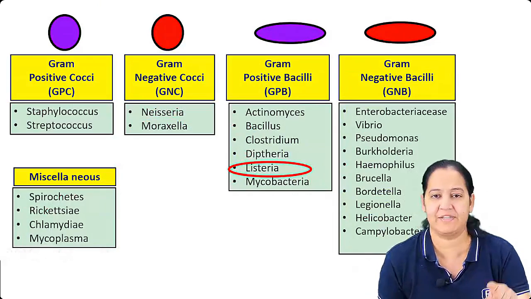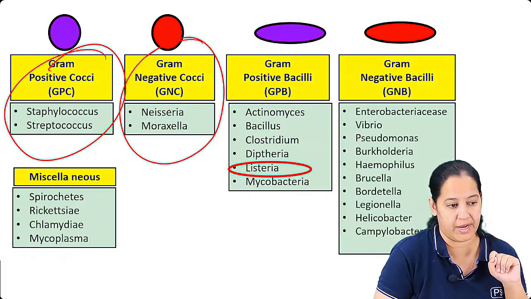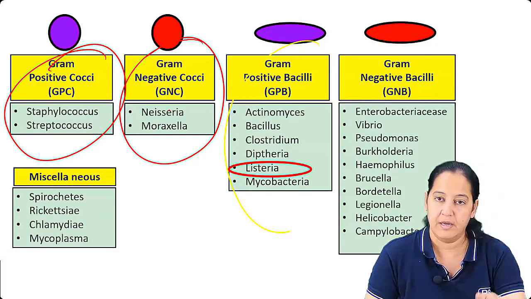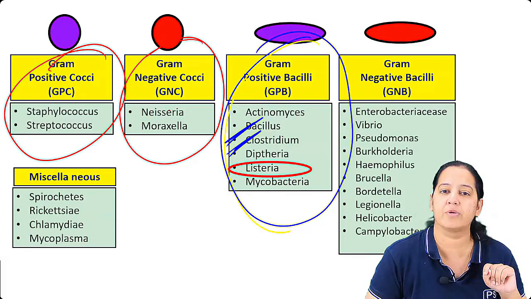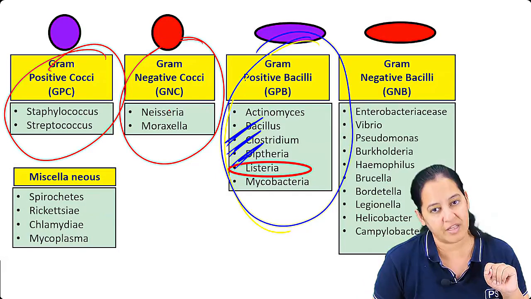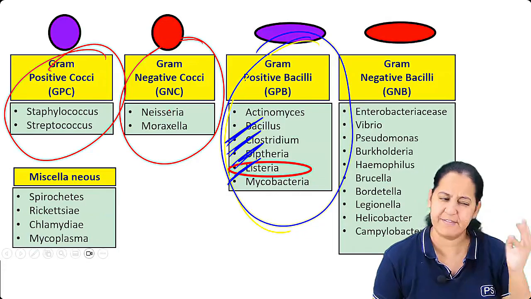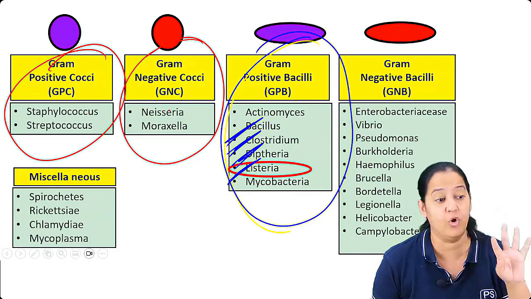Let's move to the next bacteria. We are done with gram-positive cocci. We are done with gram-negative cocci. ठीक है? We have started gram-positive bacilli. In the gram-positive bacilli, we have completed Bacillus, we have completed Clostridium, we have completed diphtheria. Now I'm starting the 4th one, Listeria. For Listeria, I will teach you four lines. That's it. It's a very small bacteria. It's not given in the chart. Listeria के बारे में 4 लाइनें लिख लो, याद कर लो.